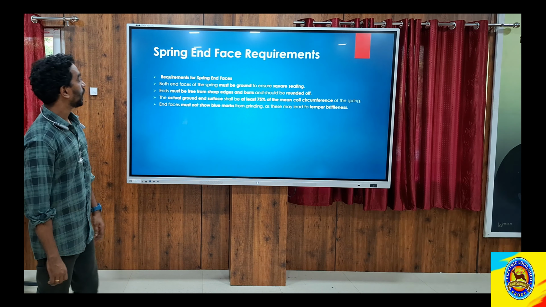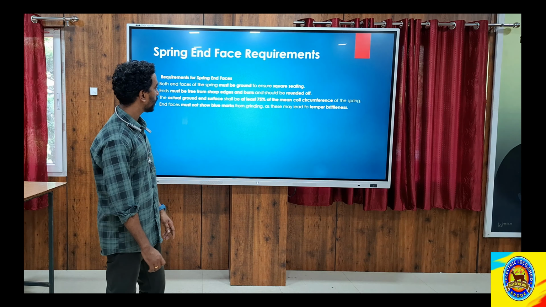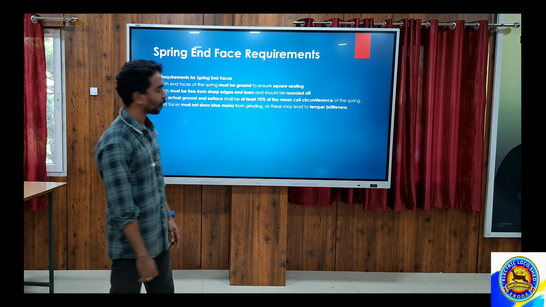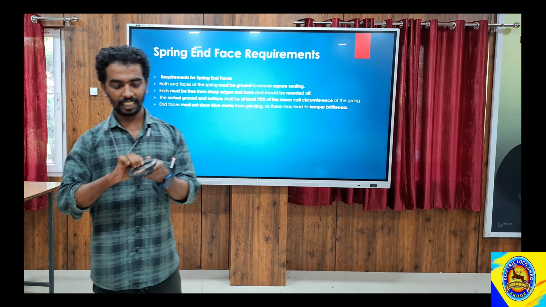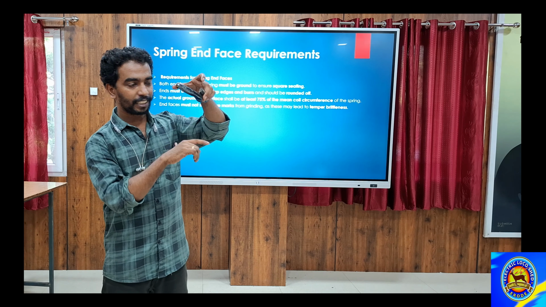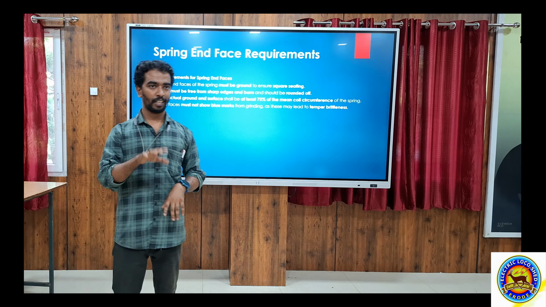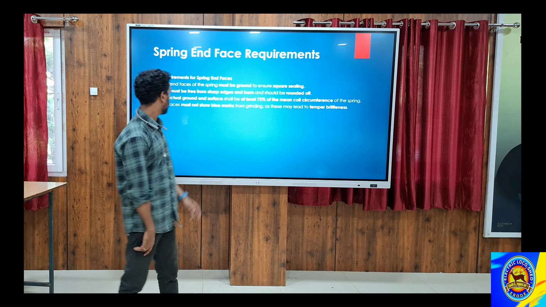Next is the main point. The actual ground end surface shall be at least 75 percent of the mean coil circumference of the spring, because this is one round. Okay, 75 percent should touch the ground, or the place where the spring has to be seated.